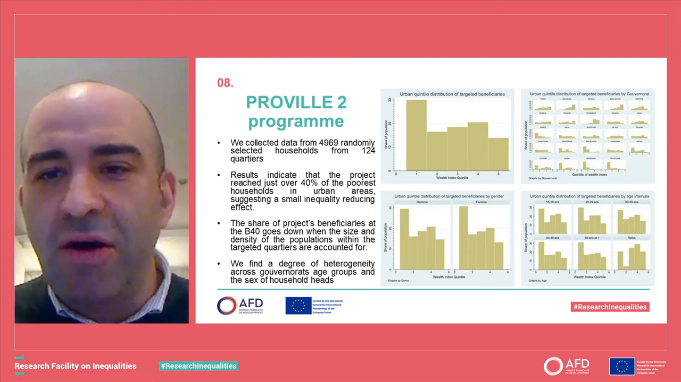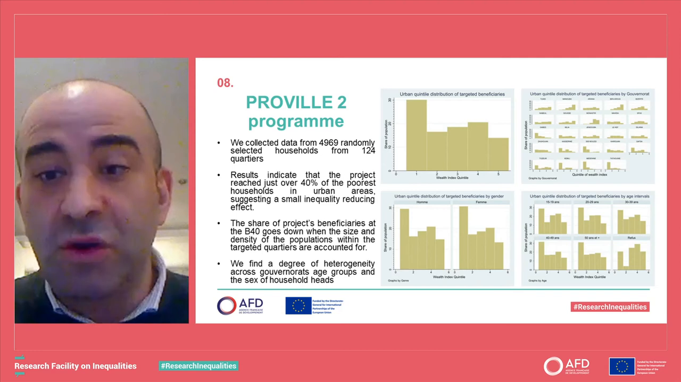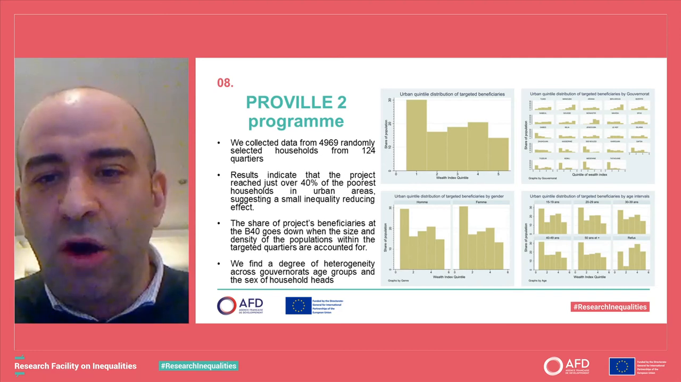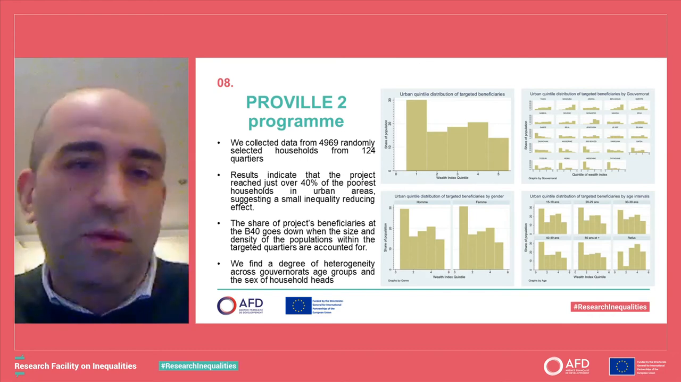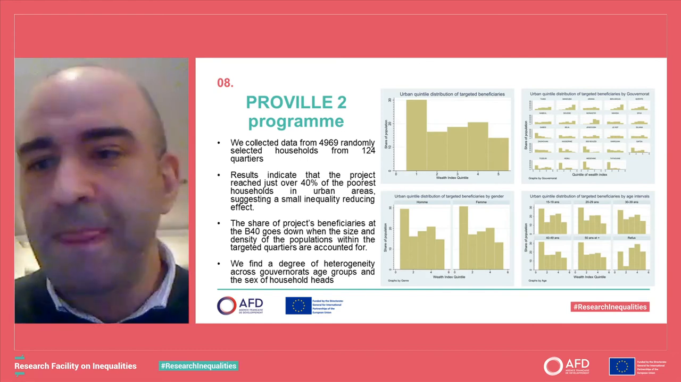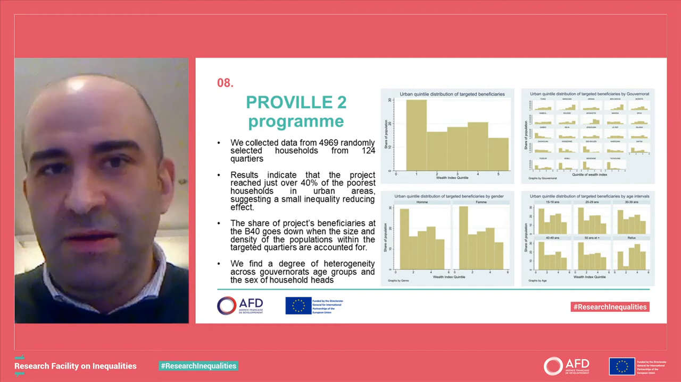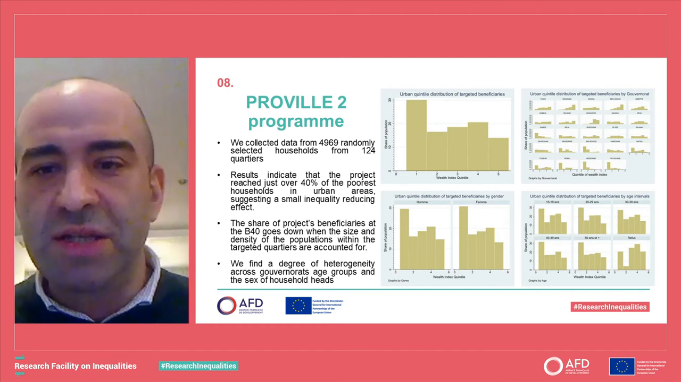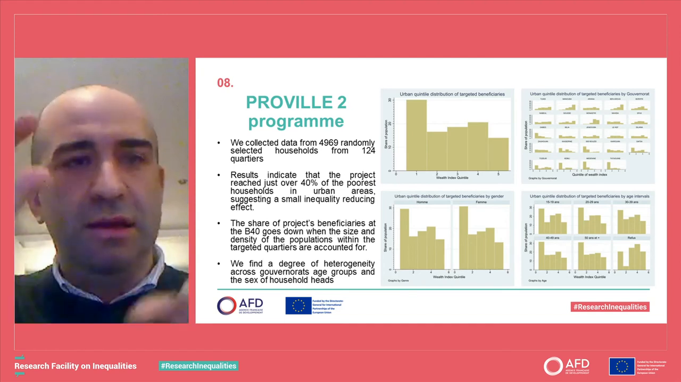So the share of project beneficiaries in the bottom 40% goes down when you take into account the size and the density of the population within the targeted neighborhoods. And that's even an additional complication. We found a degree of heterogeneity across governorates, meaning the different regions.